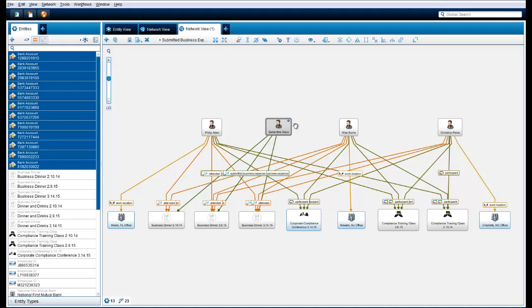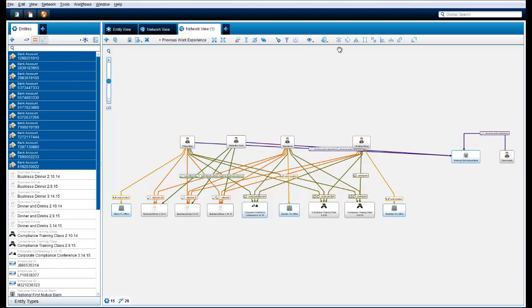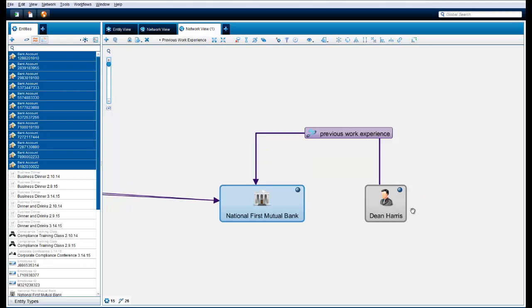Now, we can investigate additional links between the three account managers and Ms. Sisko by ingesting and analyzing the bank's HR data. We find that Samantha Sisko and Philip Allen, one of the account managers, share a previous work experience, National First Mutual Bank, and that another compliance officer, Dean Harris, also shares that link.